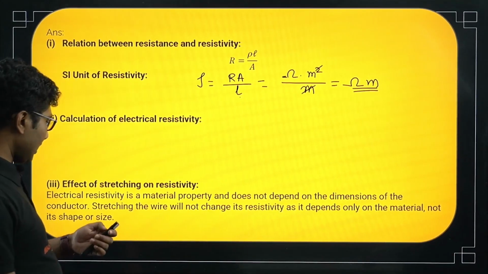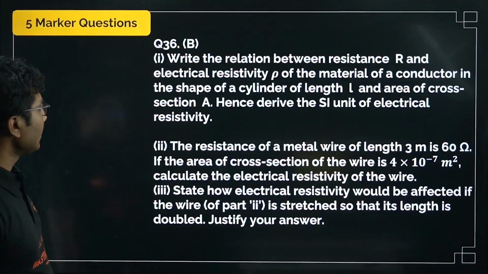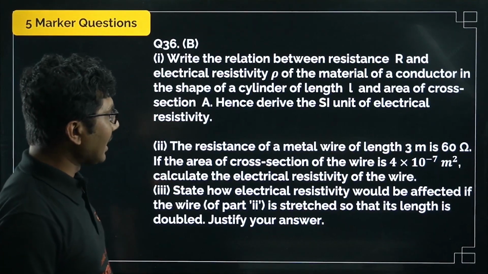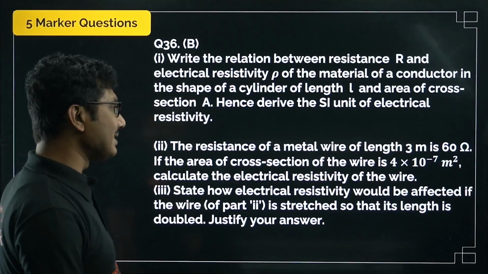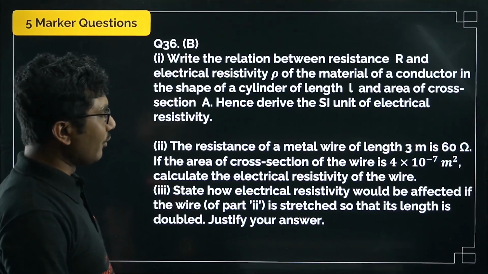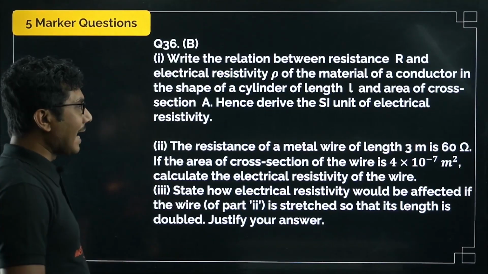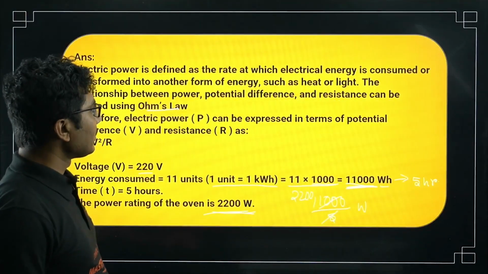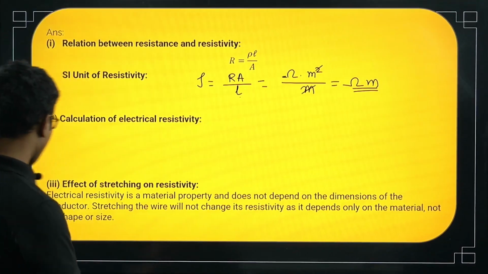Now the next part, I have to go back to the question once. The resistance of a metal wire of length 3 meter, L is 3 meter, resistance is 60 ohm, and area is 4 into 10 to the power of minus 7 meter square. Okay, so we will use the same formula.